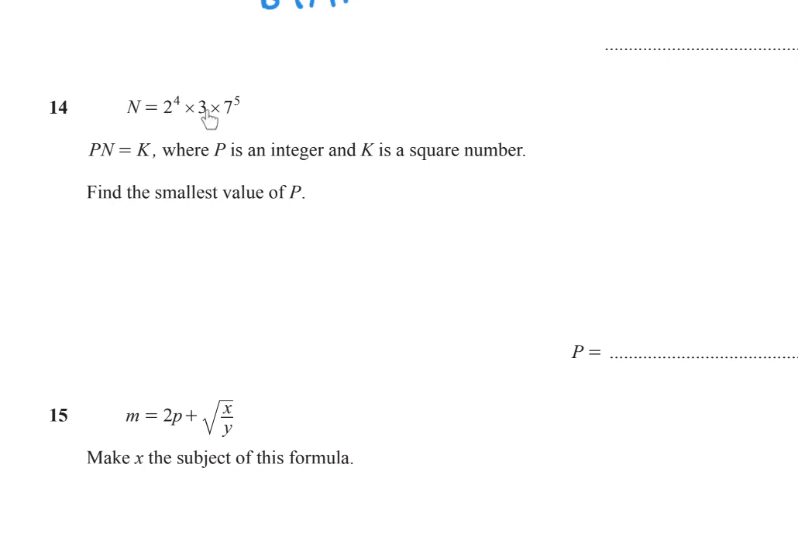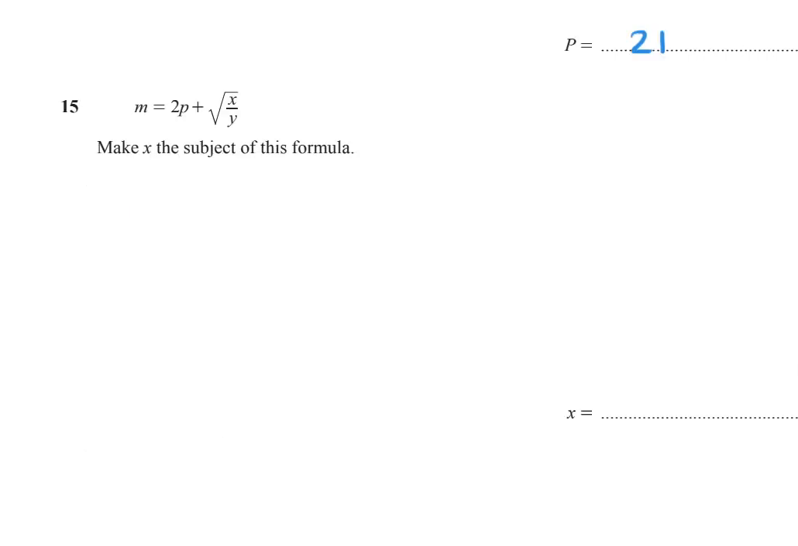Now for n, we have 3 factors, 2, 3, 7. For 2, the power is even, so we don't need to change the power. Now for 3, 3 power 1, so we need at least to make it 3 power 2. So we need to multiply by 3. For 7, we have 7 power 5, so we need to change it at least to make the power 6. So multiply by 7. So you have to multiply by 3 times 7 to make n a square number. So the least number you have to multiply with is 21. So b equals 21.